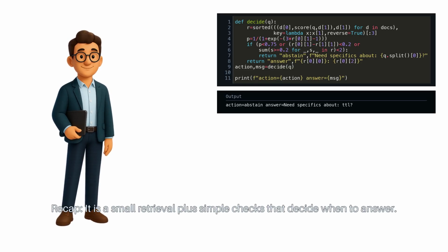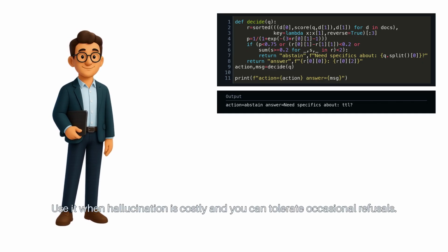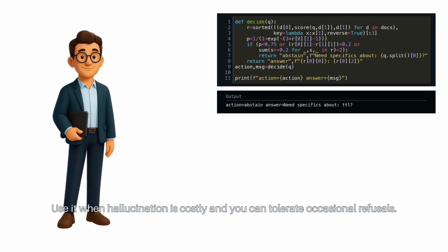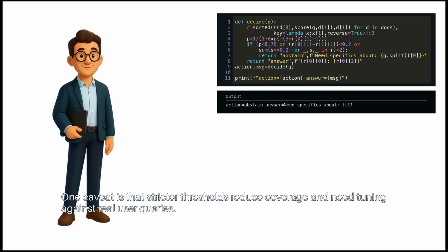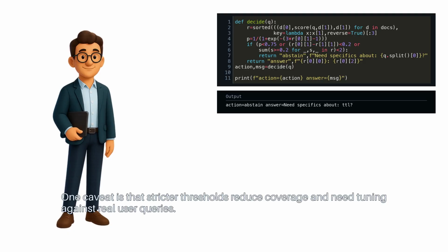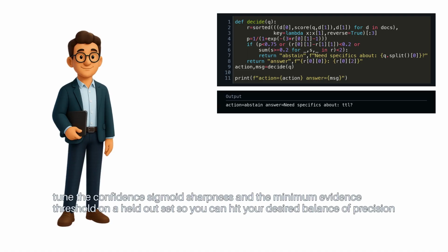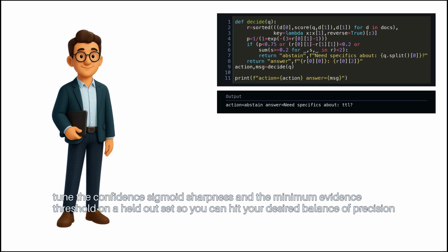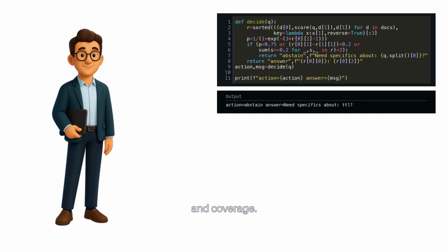Recap: it is a small retrieval plus simple checks that decide when to answer. Use it when hallucination is costly, and you can tolerate occasional refusals. One caveat is that stricter thresholds reduce coverage and need tuning against real user queries. Next step, tune the confidence sigmoid sharpness and the minimum evidence threshold on a held-out set, so you can hit your desired balance of precision and coverage.